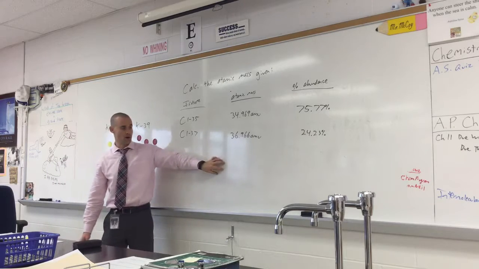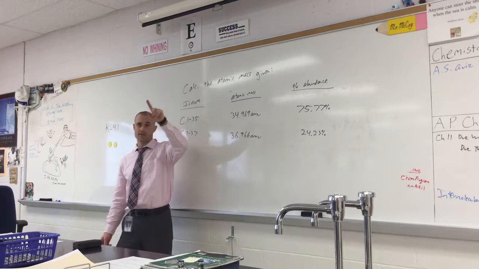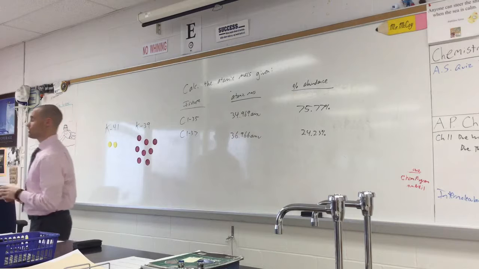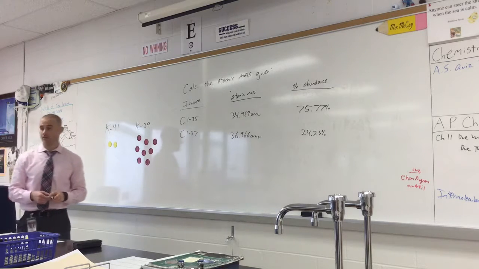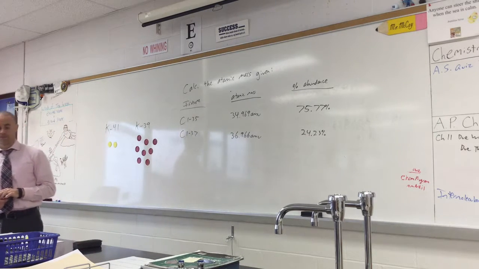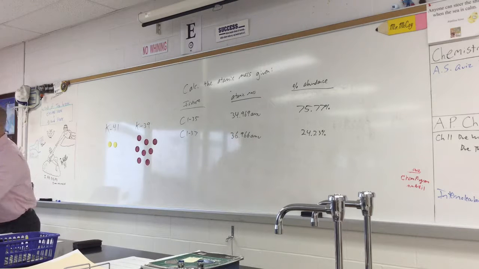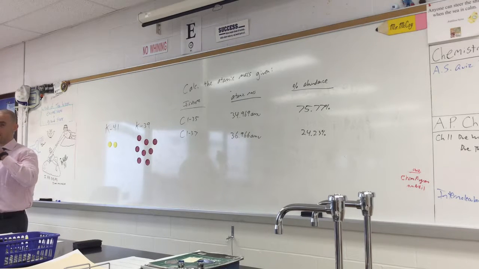So I need you to show me the work and show me how to get the atomic mass. It's exactly like we just did with Trevor's average. The exact same thing. Take the percent, turn it to the decimal, multiply it by the number, then add the two at the end, and then you're good to go.